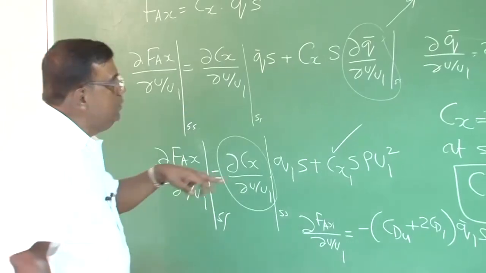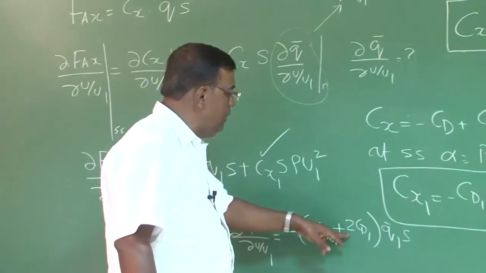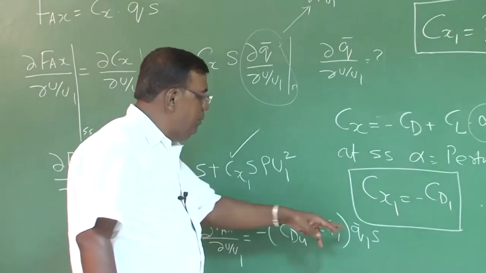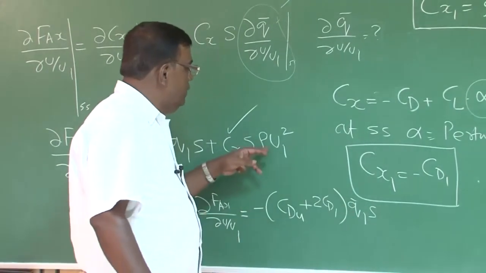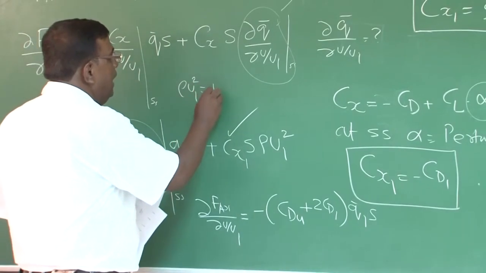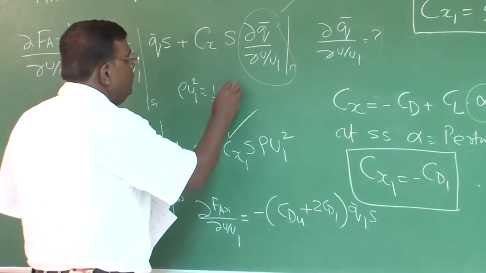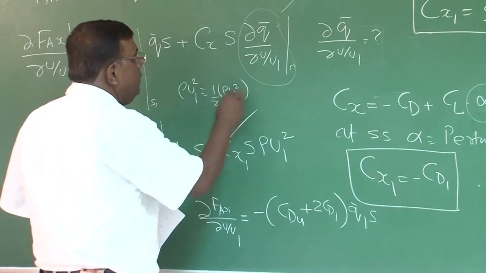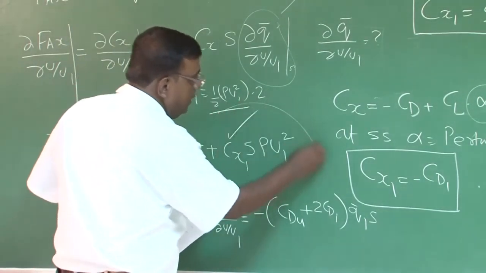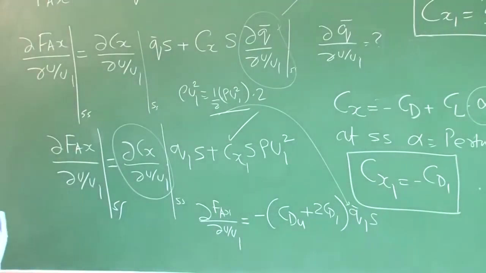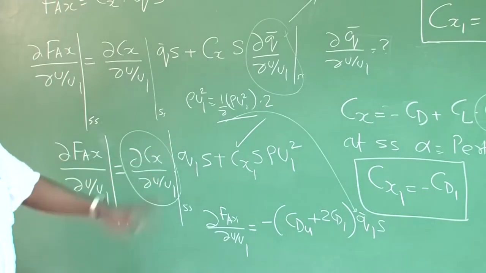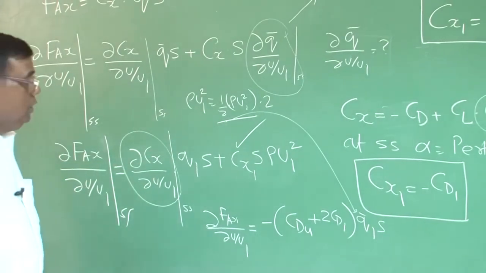Is it okay? You should not be surprised where these two terms came from. Please see that this is rho u1 square, so we have taken common with Q1. So this rho u1 square has been written as half into rho u1 square into 2, and this is Q1 bar that has been taken here. So that is how you got this term 2. It's a simple manipulation you should be able to do.